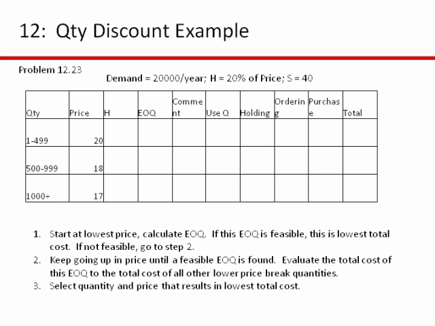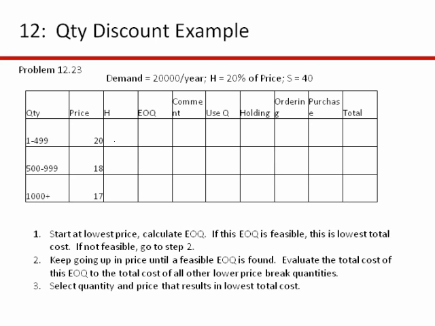Okay, and I'm going to get my Excel sheet opened up here so I can calculate these as we're doing them. In this particular problem, problem number 23, it gives us that demand is 20,000 per year, that the holding rate is 20% of price, and that the ordering rate is $40 per unit.